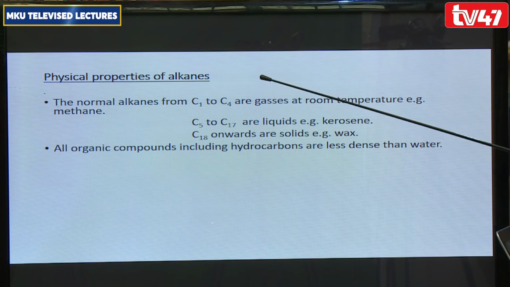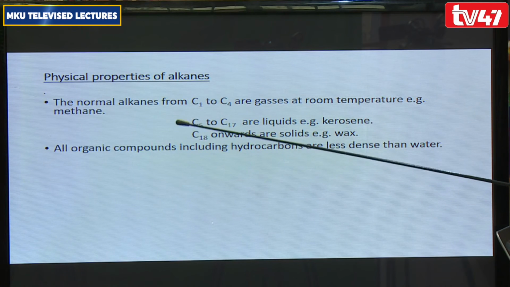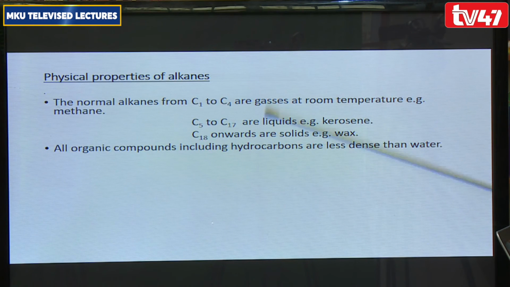Now, looking at the physical properties of alkanes, alkanes generally have lower melting and boiling points in comparison with inorganic molecules. And this is because, although we've seen that carbon atom bonding is generally covalent, the intermolecular bonds in alkanes are based on weak van der Waals forces. So in that case, alkanes generally have lower melting and boiling points compared to inorganic molecules.